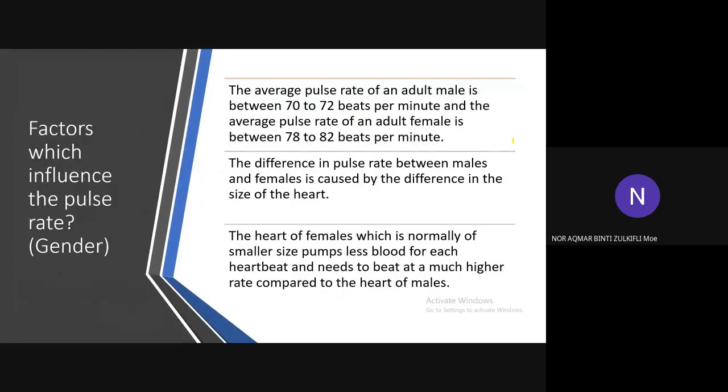Next, factors which influence the pulse rate: gender. Okay, the average pulse rate of an adult male is between 70 to 72 beats per minute, and the average pulse rate of an adult female is between 78 to 82 beats per minute. This means that there are differences between males and females based on the size of the heart. Okay, the heart of females, which is normally smaller in size, pumps less blood for each heartbeat than that of males.